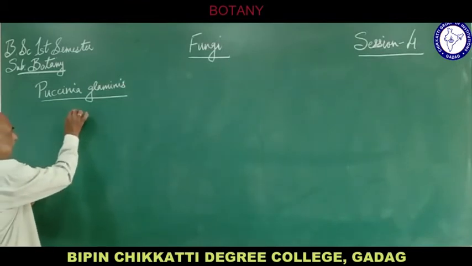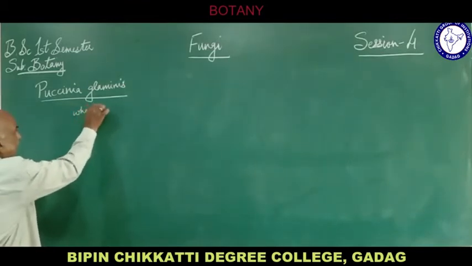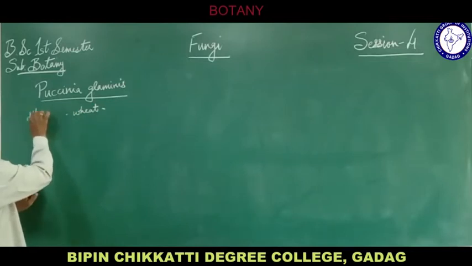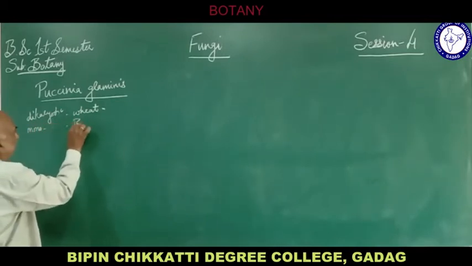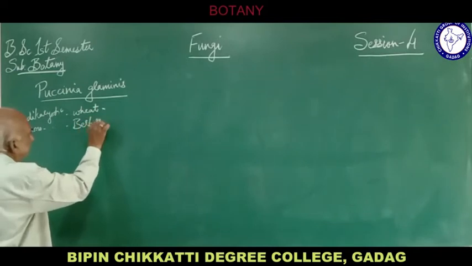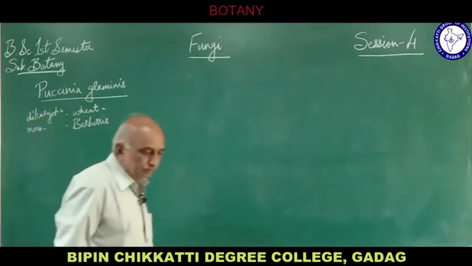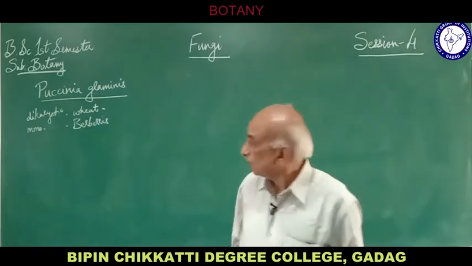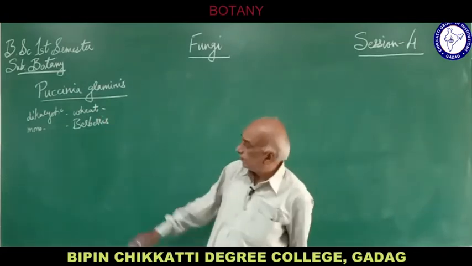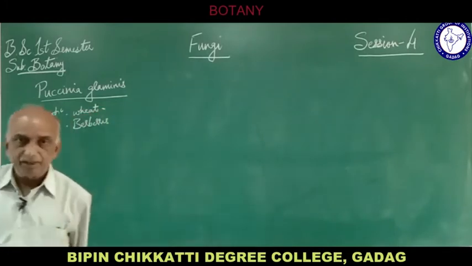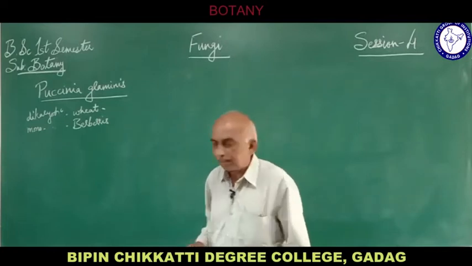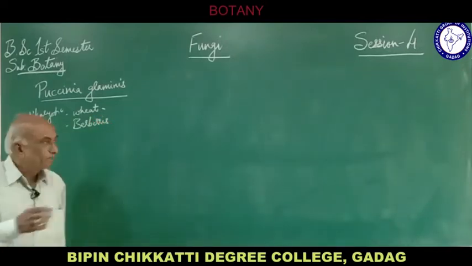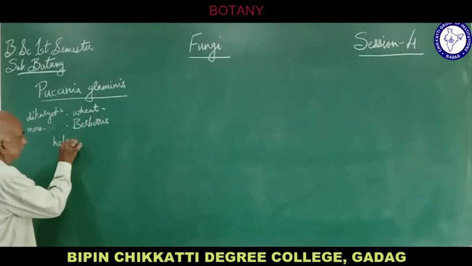When it is in the wheat plant, it is dikaryotic, which is called the secondary mycelium. But whenever it is in the Berberis plant, it is monokaryotic, so it is called the primary mycelium. So the wheat is dikaryotic, the Berberis is monokaryotic, and thus it requires two hosts to complete its life cycle. Such a type of fungi is referred to as heteroecious fungi.